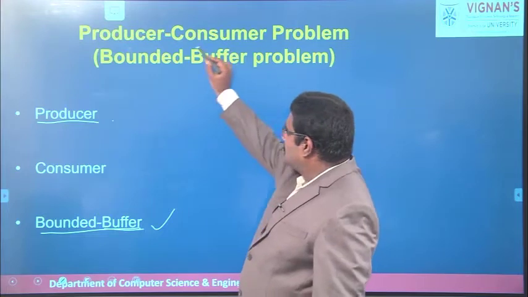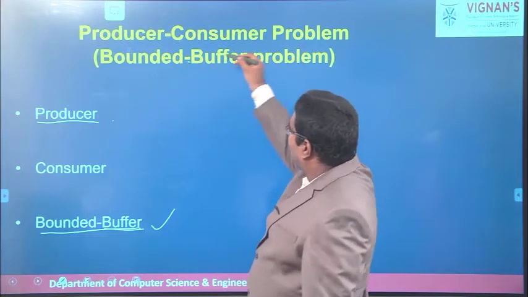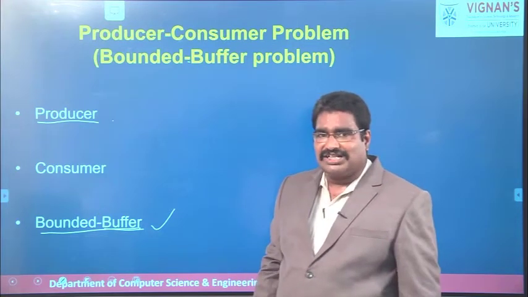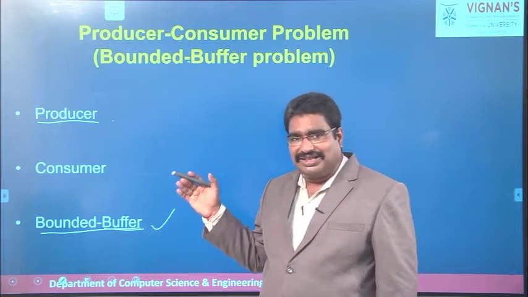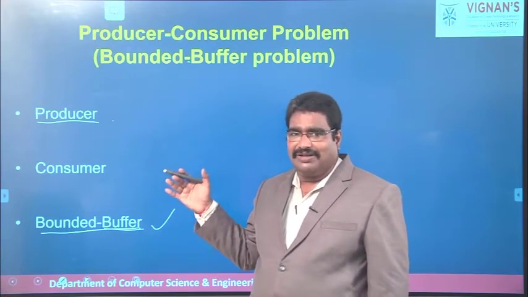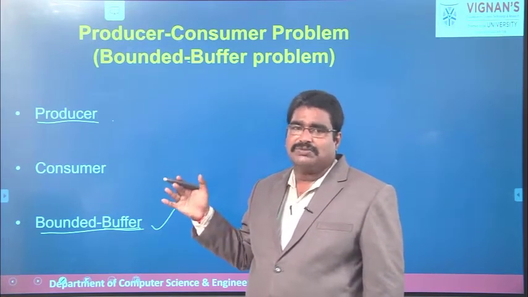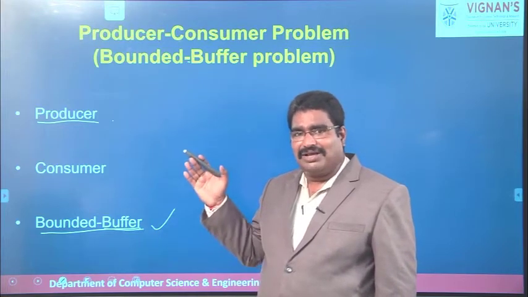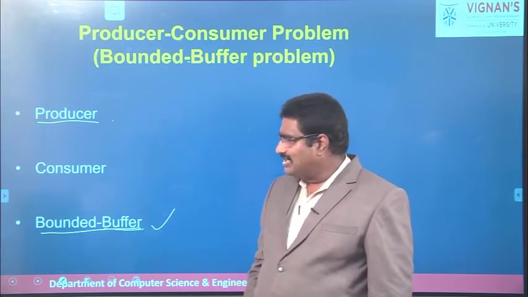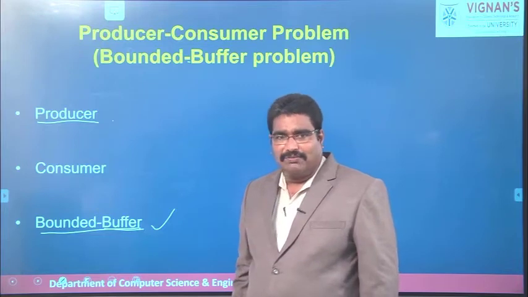The producer-consumer problem is also called the bounded buffer problem. Why is it called that? We assume that the temporary space available to store the items produced by the producer has a maximum limit. For that reason, it is called the bounded buffer problem.